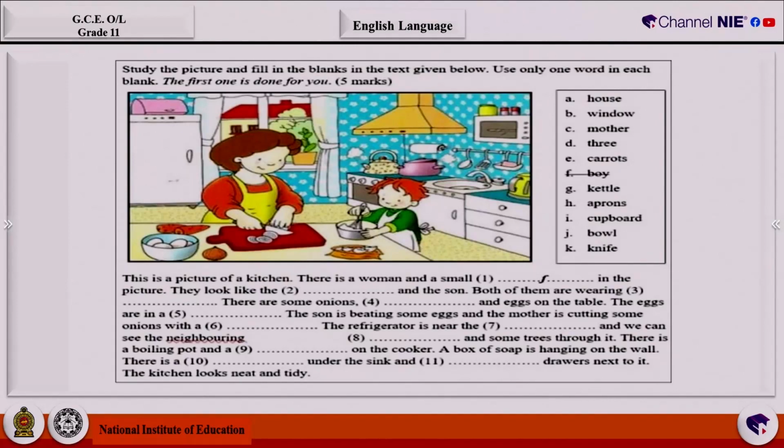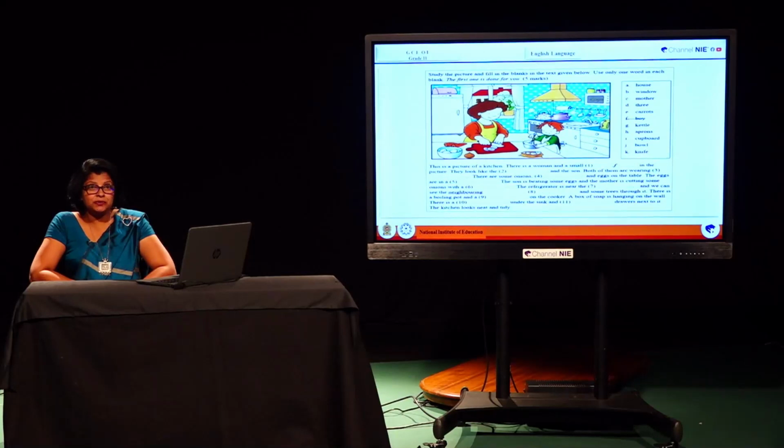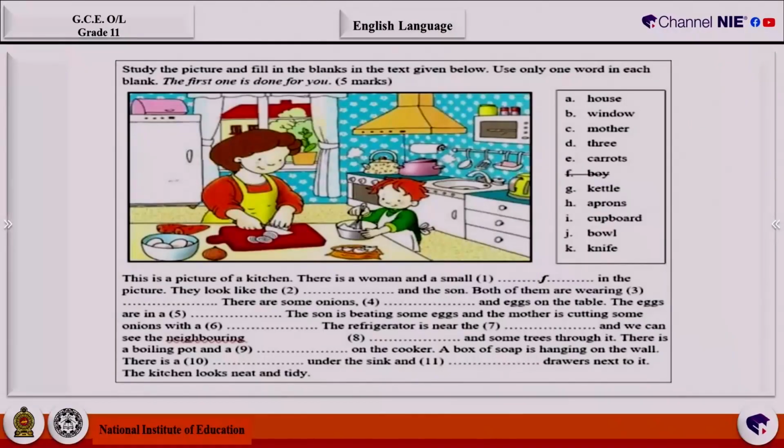This is a picture of a kitchen. So now, as students, we should know the words used in a kitchen. And how does the paragraph end? The kitchen looks neat and tidy. So in between there are 11 blanks. As usual, one blank has been filled, already filled, and we have to think of the other blanks. So read the paragraph several times.